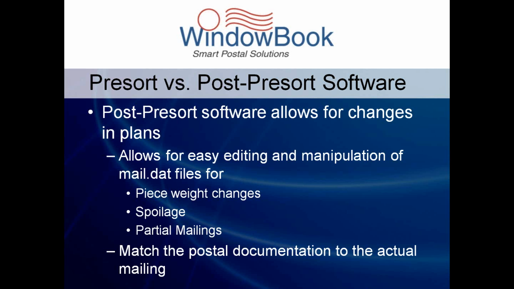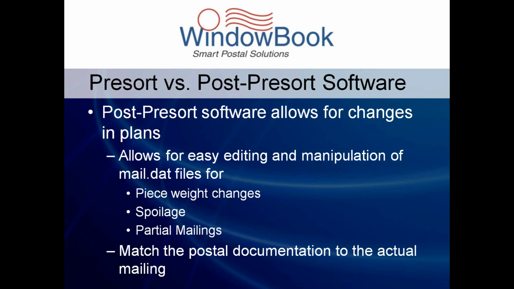Now, during the physical preparation of the mail, pieces can get damaged or spoiled and get pulled from the mailing. Sometimes they get reprinted and manually inserted back into their proper handling units. But most times they simply get pulled and either mailed separately or just not mailed at all. Once again, post-presort software can be used to edit the mail.dat files so that these pieces are not reported as part of the mailing, and postage is not wasted on pieces that don't mail.